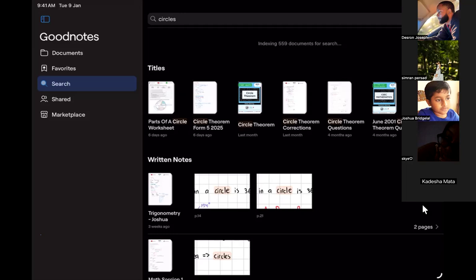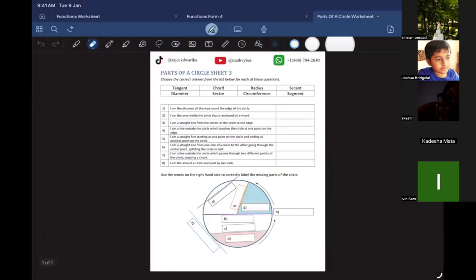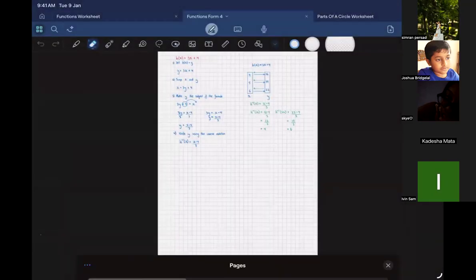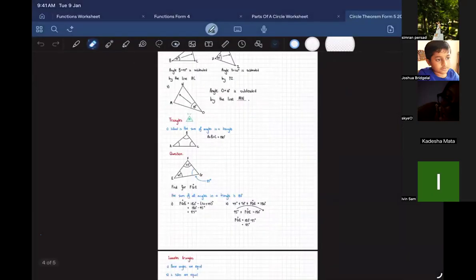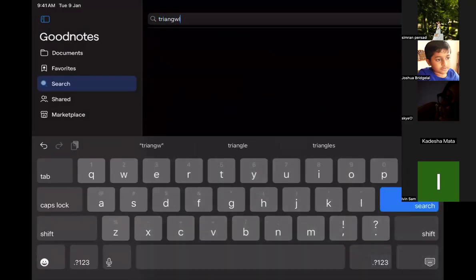Right, Kadisha, I saw that you did the homework. Big up yourself. You made some mistakes here and there, so we're going to correct that today. Kadisha, I'm going to hear you. Yes, sir. Okay, nice. So we're going to correct all the gray areas today. So, parts of our circle worksheet, these are the notes, and we had a triangle worksheet.